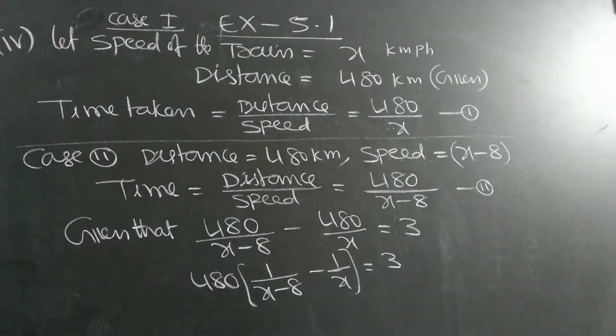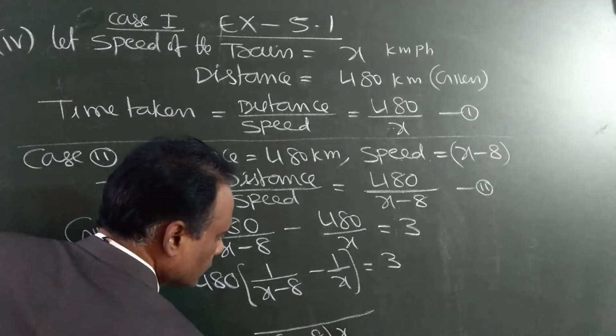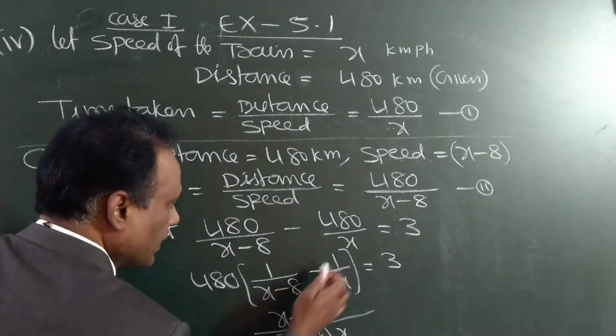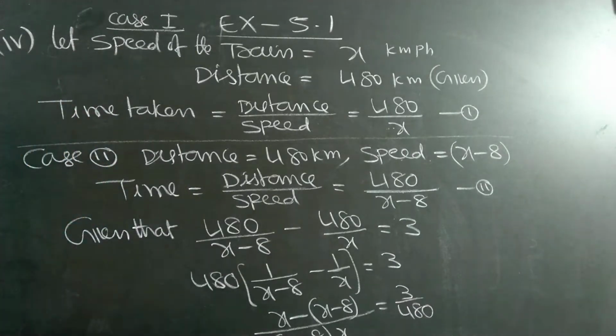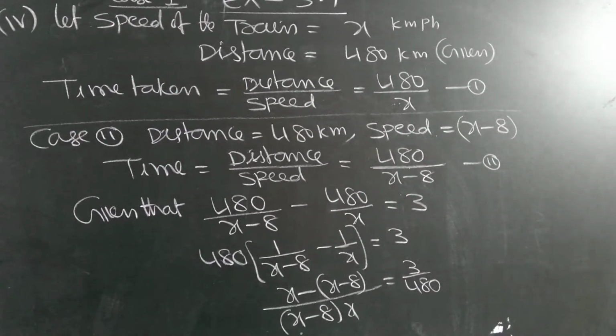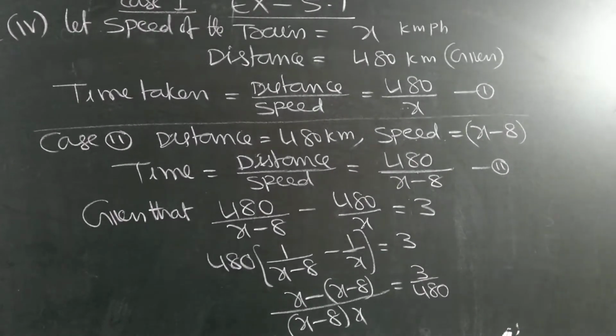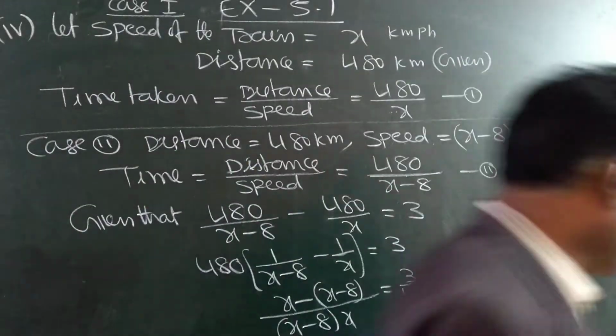Write down this. 480, that side will be the denominator. x into 1, x minus 8 into 1, x minus 8. 3 by 480. 3 by 480. Students, write it fast.